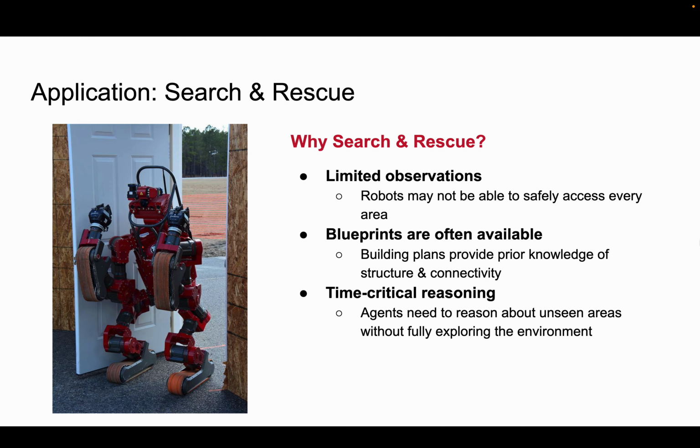We don't necessarily want a robot to completely explore a building before it can begin making useful decisions. So this is a setting where the central idea of this project becomes especially relevant. Can we use prior knowledge of the building to help a robot reason about spaces it cannot yet, or perhaps cannot ever, directly observe?